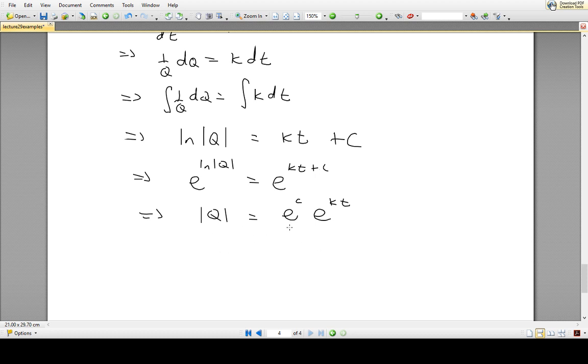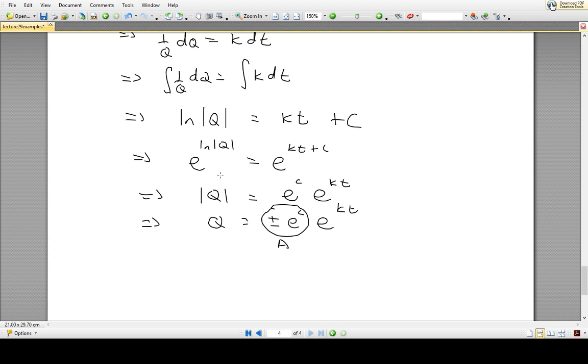And now that I'm in this situation here, I can take away the absolute values if I put a plus and a minus on the front of this, so it's plus or minus e to the c, e to the kt. And now what I'm going to do is rewrite this. So this is just some arbitrary constant. The e to the c has got to be positive, but because we multiply by a plus or a minus, this thing here in the circle is actually going to be an arbitrary constant, which could be positive or negative, and I'm just going to call that a.